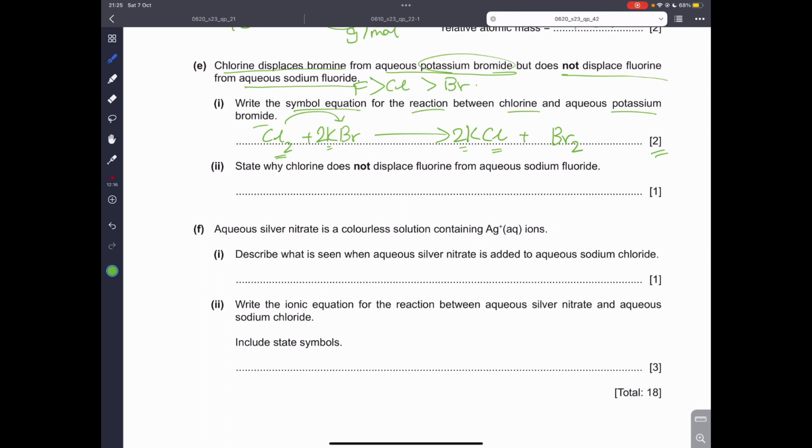Now we have question 2 asks why chlorine does not displace fluorine from aqueous sodium fluoride, and that's because chlorine is less reactive than fluorine, and that is a very basic answer, worth it for 1 mark.